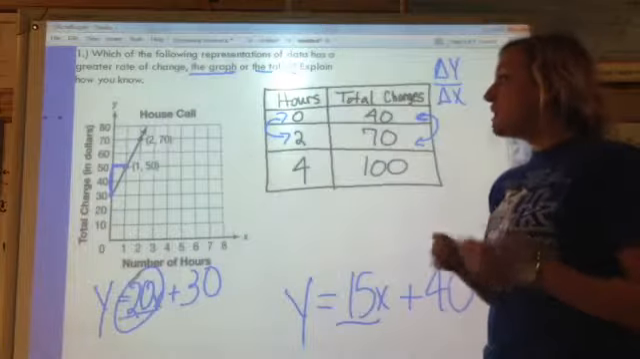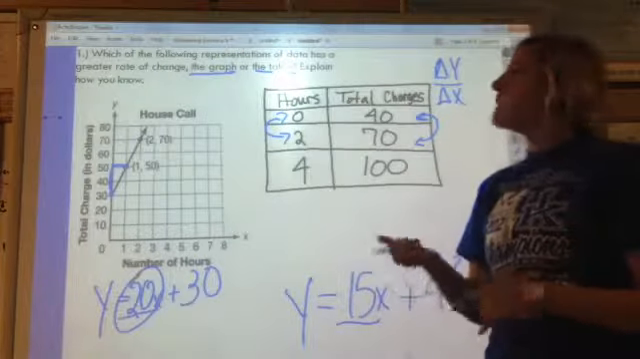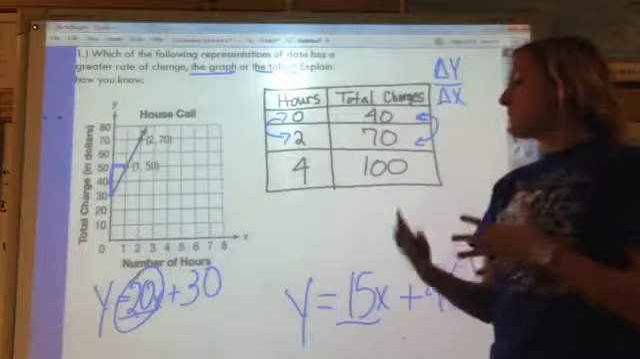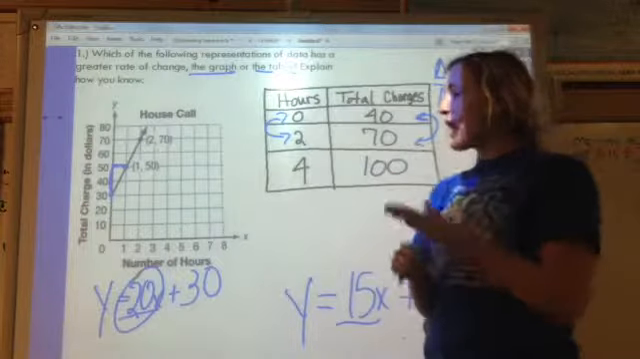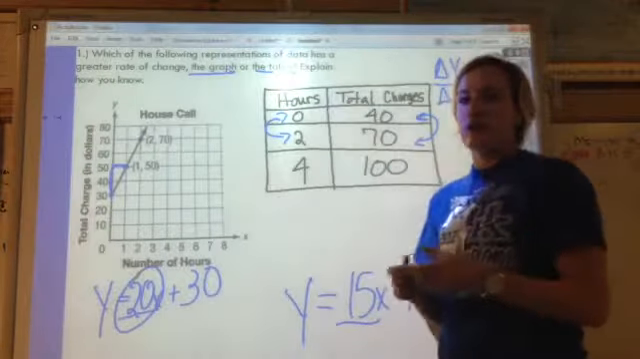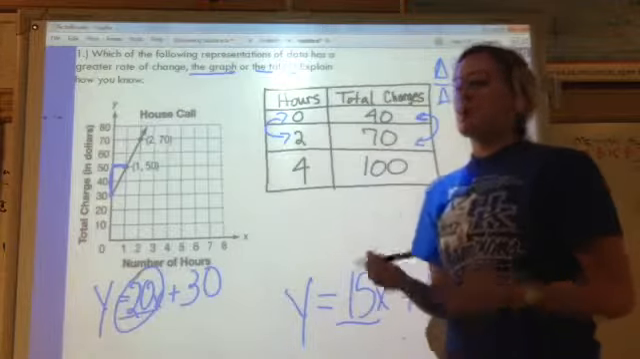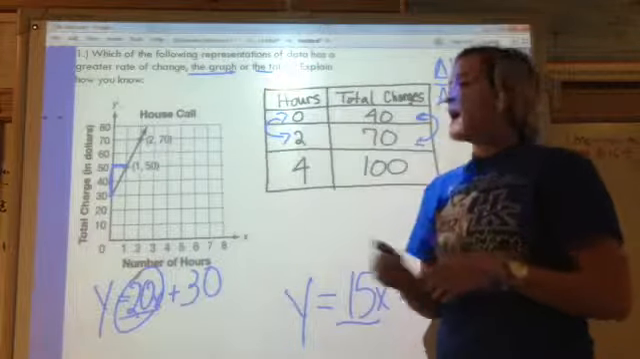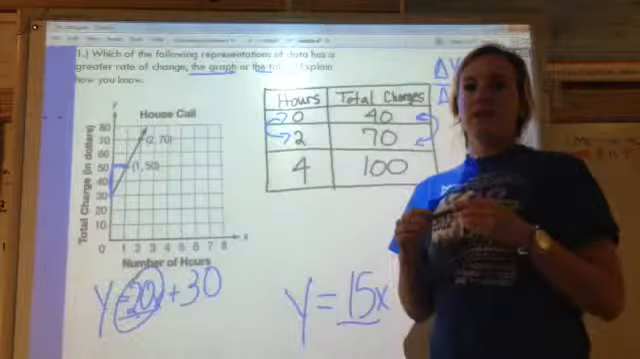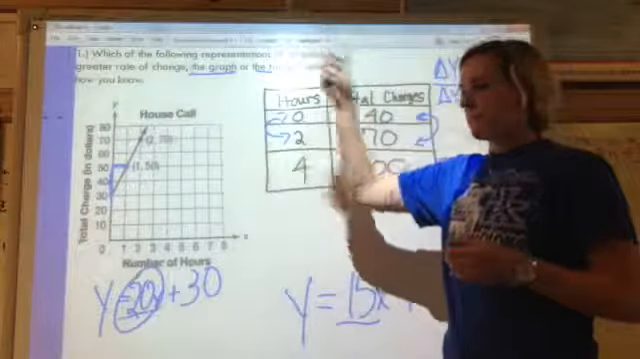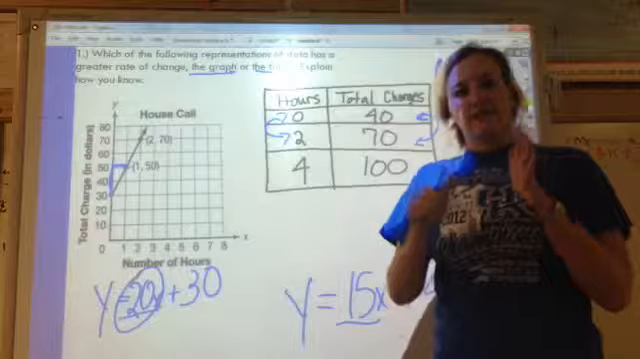Now, a good exemplar response when it says explain how you know would be something like: the graph has the greater rate of change because the slope is larger, which means the line is steeper and the graph is increasing at a faster rate. In complete sentences. Always use complete sentences.